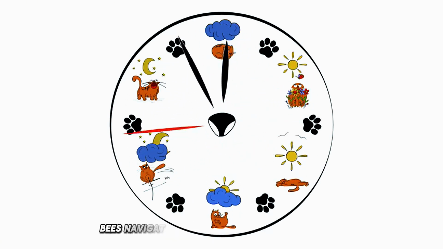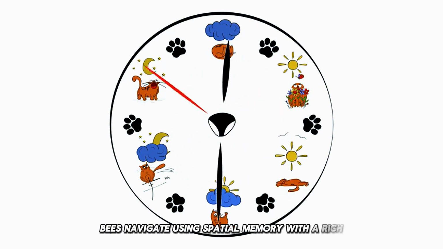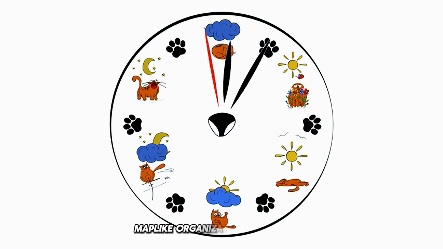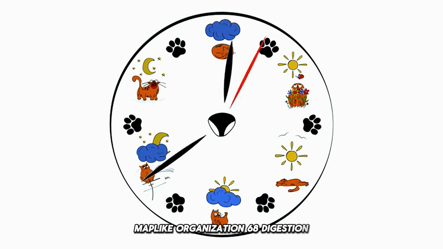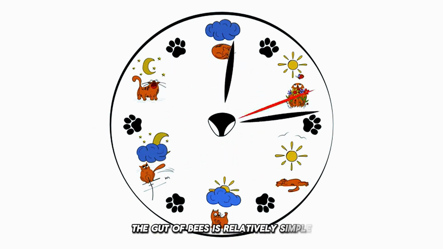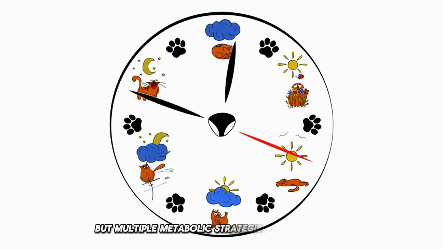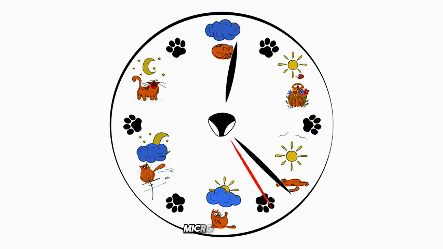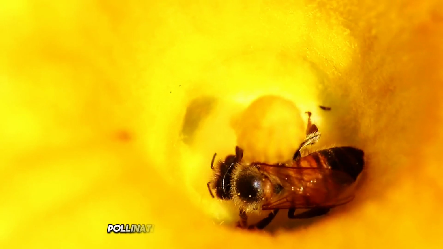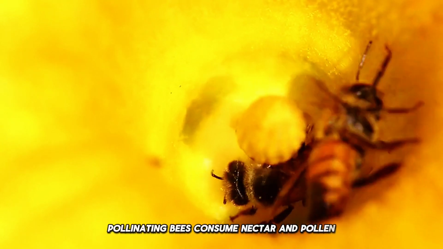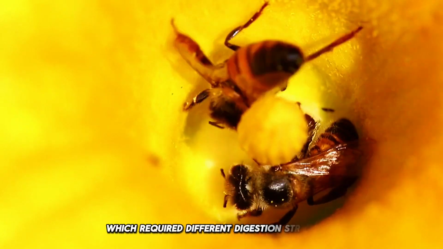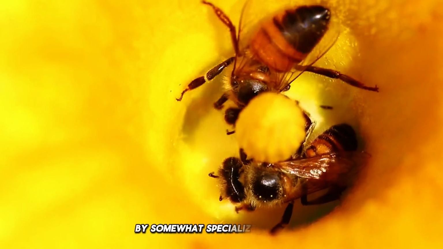67. Bees navigate using spatial memory with a rich, map-like organization. 68. Digestion. The gut of bees is relatively simple, but multiple metabolic strategies exist in the gut microbiota. 69. Pollinating. Bees consume nectar and pollen, which require different digestion strategies by somewhat specialized bacteria.